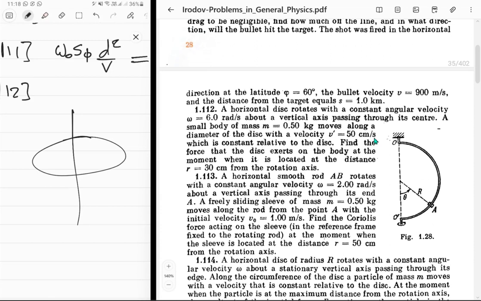Okay. With a velocity v dash equal to 5 centimeters per second, which is constant relative to the disk. Find the force that the disk exerts on the body at the moment when it is located at a distance r equal to 3 centimeters from the rotation axis. So this force has to be measured in the space at rest, right?